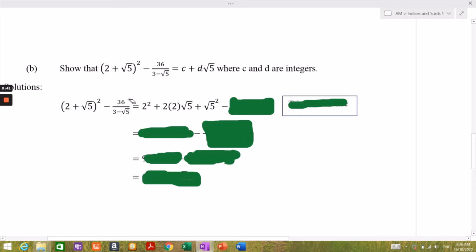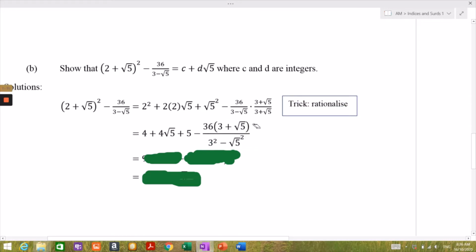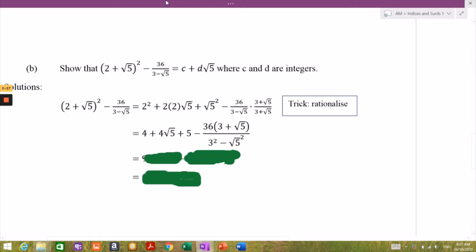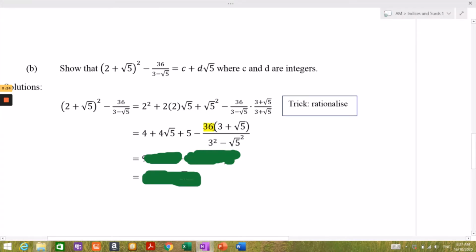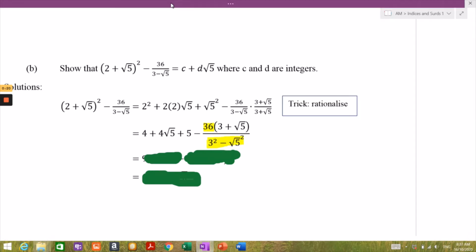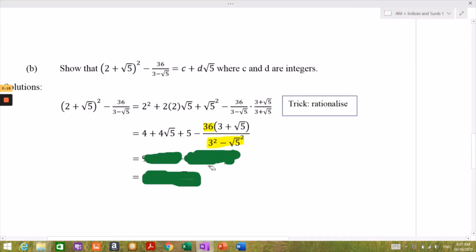Whereas for your 36 over 3 minus root 5, you notice that you have to rationalize. Multiply top and bottom by the conjugate of the denominator. That's the trick over here. And of course, if you simplify it nicely, you find that you get a pretty neat number. In fact, the denominator is actually 9 minus 5, which is 36 over 4. So this simplifies nicely to 9 times 3 plus root 5. Do the expansion and eventually you get your answer over here.